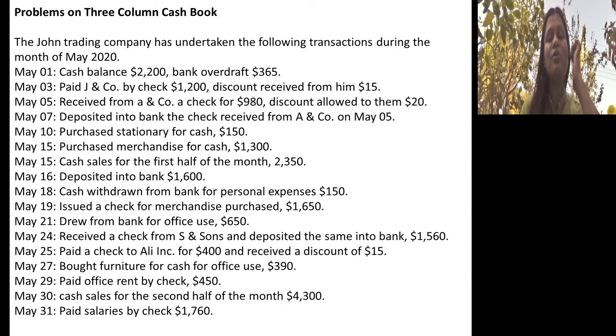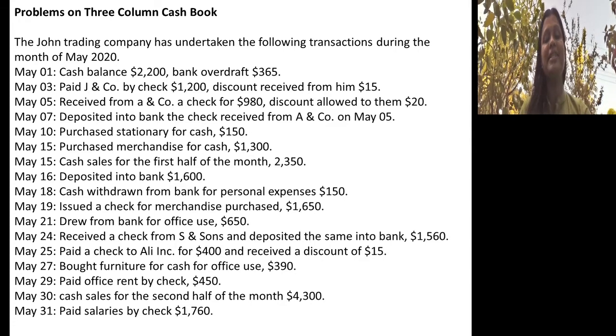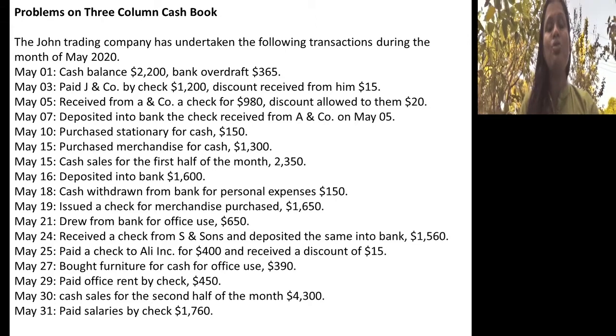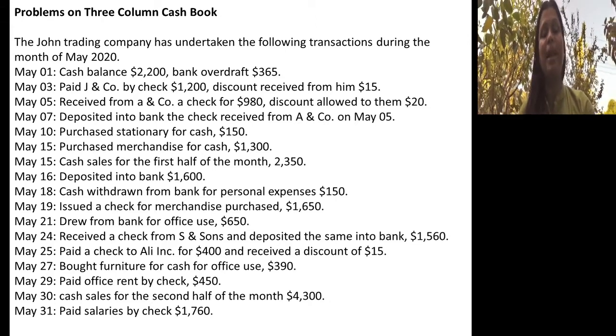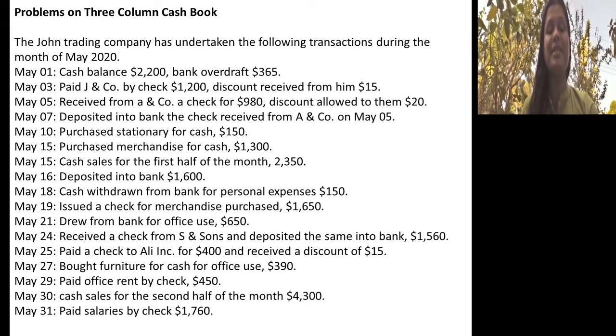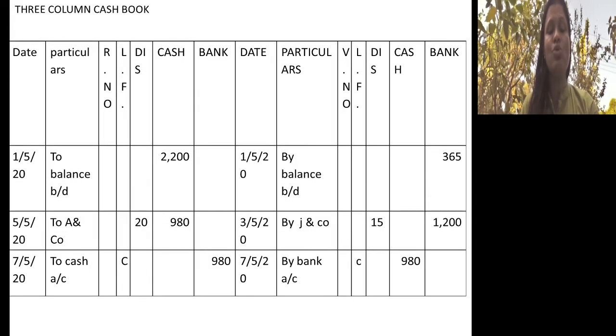Cash balance 2200, bank overdraft 365. Cash balance 2200 means it's a debit balance. Overdraft 365 means a credit balance. So on the debit side of the cash book, it will appear as "To balance brought down" in the cash column. And on the credit side, "By balance brought down" in the bank column, because the bank shows a credit balance and cash shows a debit balance.